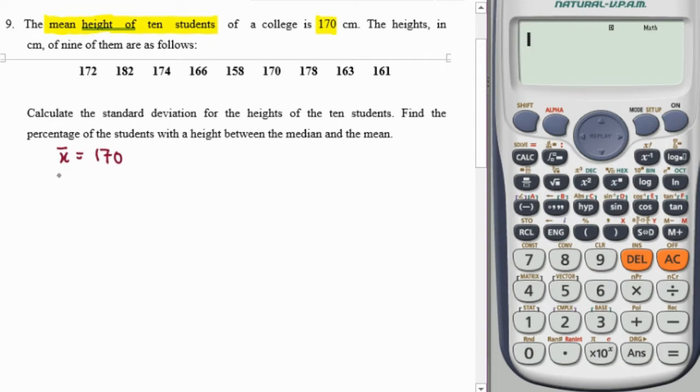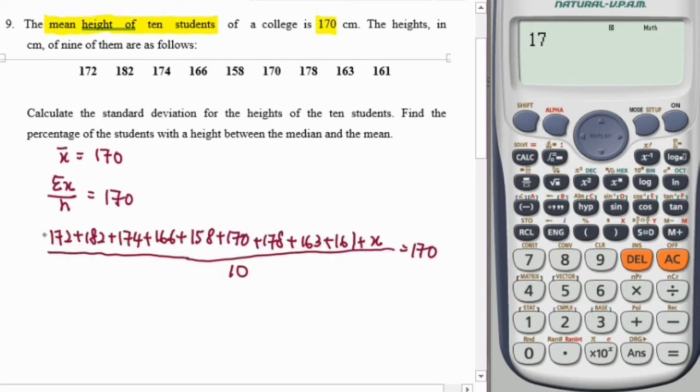170. Formula for mean will be sum of the x over n equals to 170. So for sum of x, we will sum up all these data about this height. For the last student, which is student number 10, we will put an unknown x here to represent his height. So from here, we can find out what is our x. We'll move 10 to the right hand side and multiply with 170, and we can find out our x will be equals to 176.